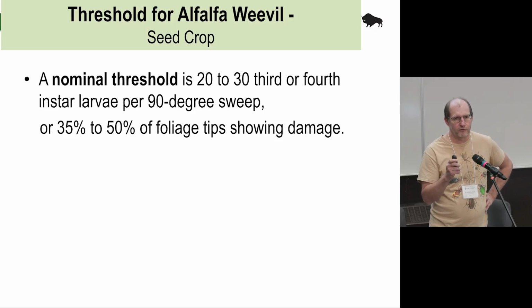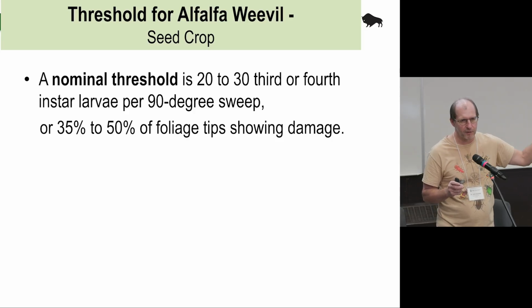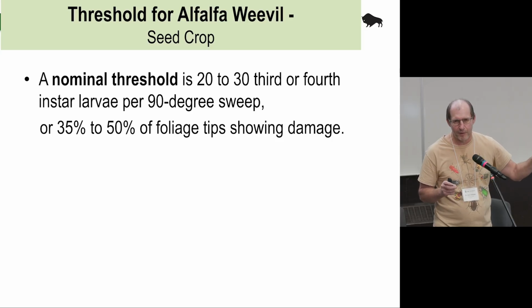As far as thresholds go, here's a threshold for alfalfa seed. 20 to 30 third or fourth instar larvae per 90-degree sweep. I don't have a lot of confidence in this. I've tried to track the source of this threshold, and it leads me back to a study that was done, I believe in California. It was basically an insecticide trial, and they tried to develop an economic threshold from it, but there isn't really good data to support the threshold that they came up with. So it's really weak data.